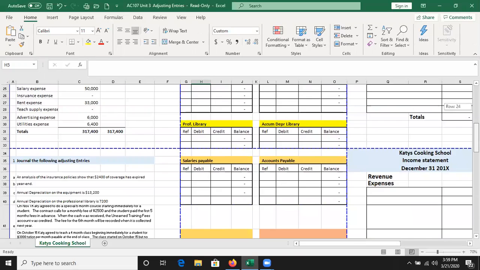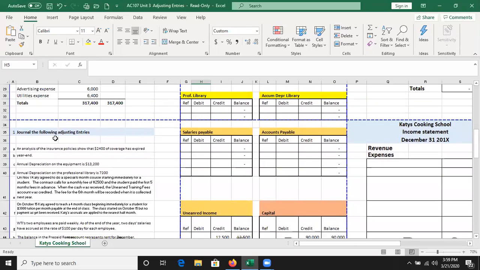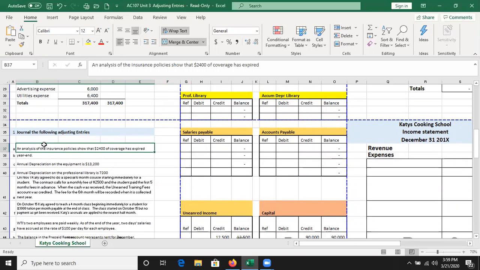Now, let's look at the journal entries. So I'm going to talk through each one again briefly. Not going to give you the answer. I'm going to talk through it and kind of give tips. So 1A says, an analysis of the insurance policies show that $2,400 of coverage has expired by year end.